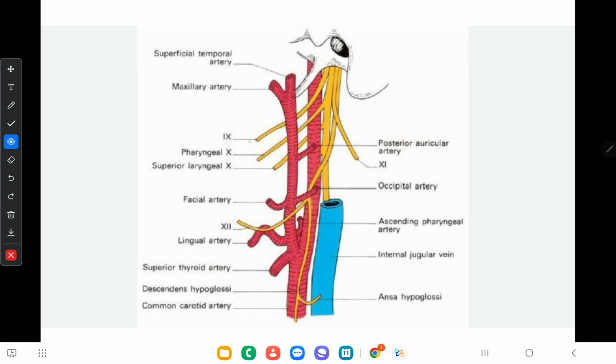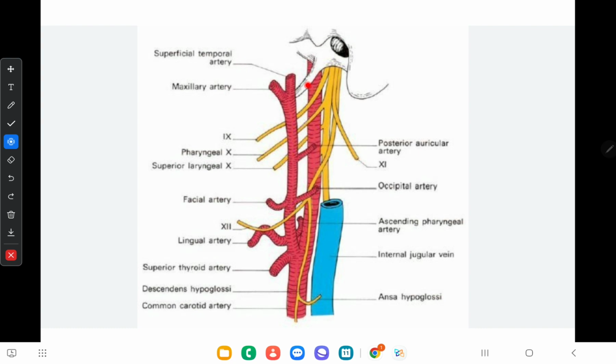Look at this picture. This is the glossopharyngeal nerve, or 9th cranial nerve. This is the pharyngeal branch of the vagus nerve. You can see they cross in between the external carotid artery and the internal carotid artery. In this picture you cannot see the stylopharyngeus muscle, but imagine the stylopharyngeus muscle also goes like this, in between the external carotid artery and the internal carotid artery.